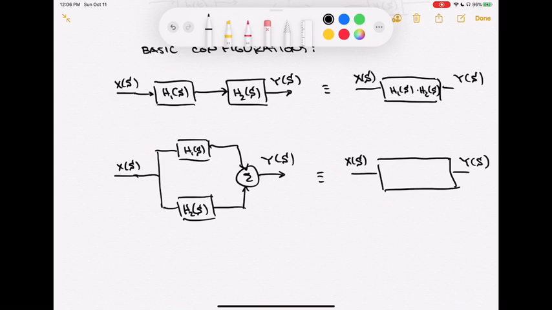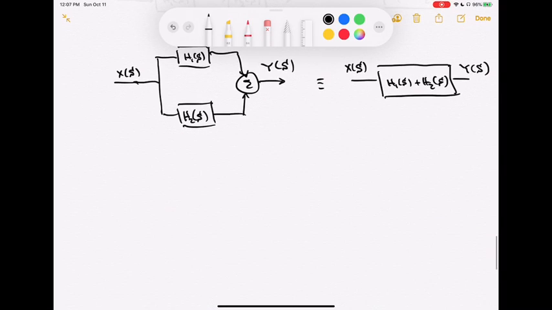For systems in parallel, their impulse responses add. Laplace transform is a linear operator, so addition stays as addition. And so the transfer functions here are going to be just an addition, H1 of S plus H2 of S. So if you have systems in parallel, the overall transfer function is just a sum of the individual transfer functions. If you have systems in series, the first thing we did, the overall transfer function is a product of the individual transfer functions.